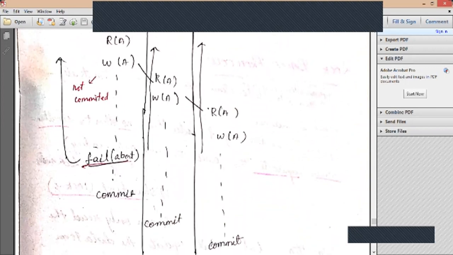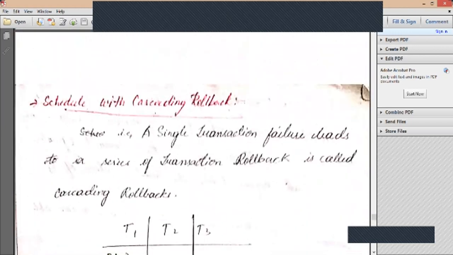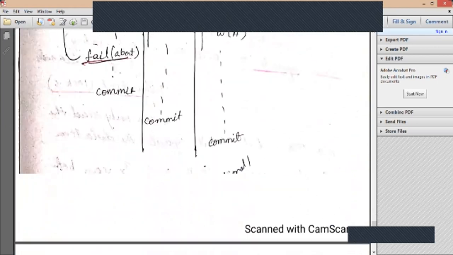So suppose there is a failure for transaction T1. So what happens? Again rollback. Now this will trigger T2 to roll back too, because T2 is reading the item written by T1. Now this affects T3, that rolls back. If T4 is there, that rolls back as well. A single transaction failure leads to a series of transaction rollbacks. That is nothing but called cascading rollbacks.